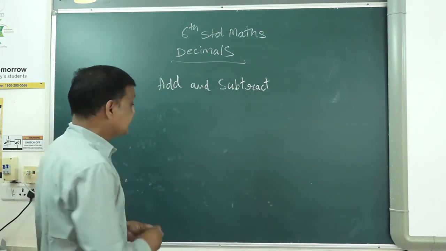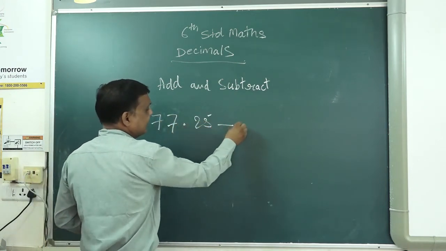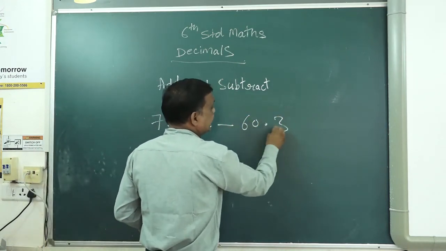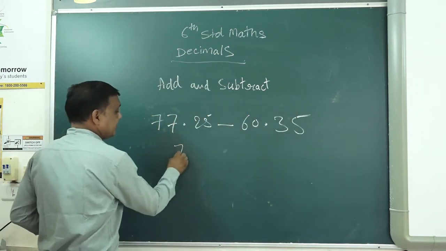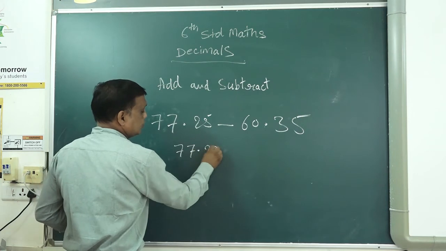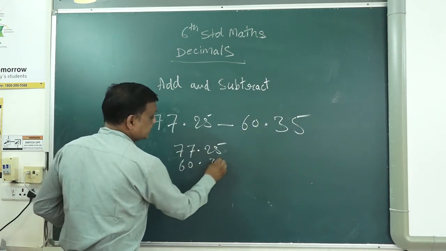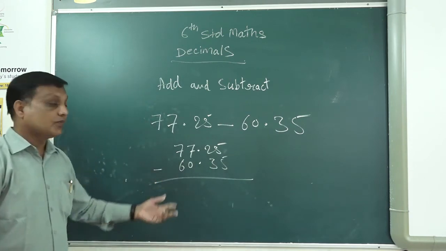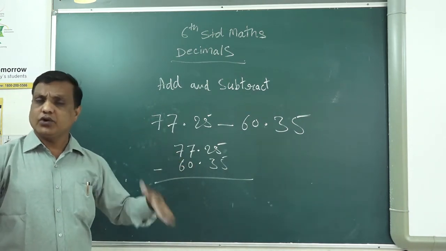Now what is the subtraction? I am taking here 77.25 minus 60.35. Okay, now subtraction. 77.25 minus, point below point. Here is 60 and here is 35. Now subtract it. Point below point should be there, and subtraction works as we do with our own numbers, with the decimal also there.